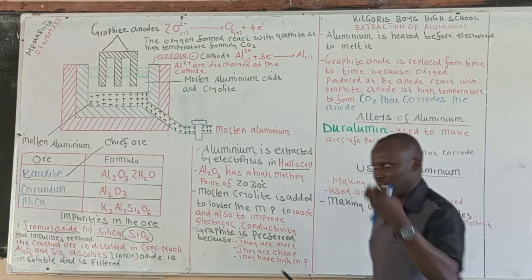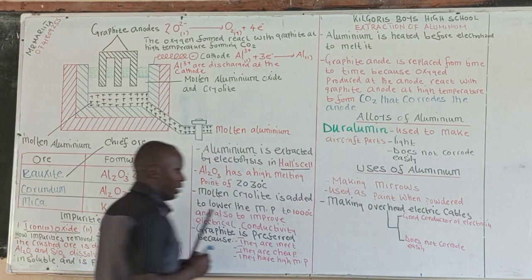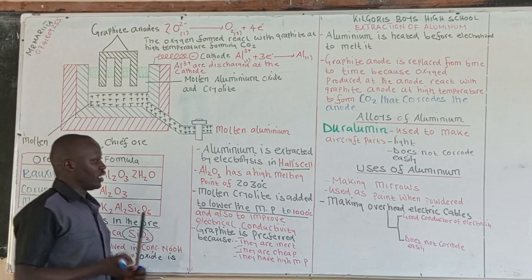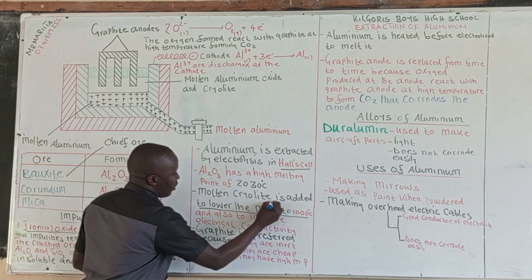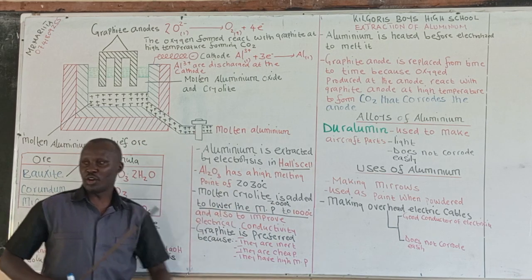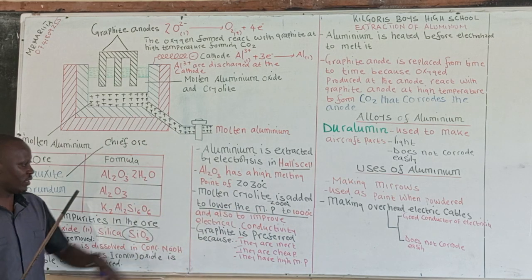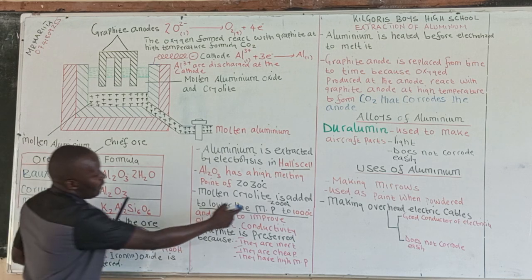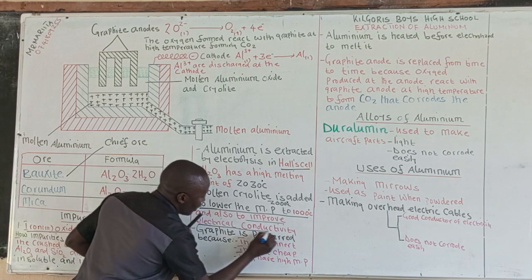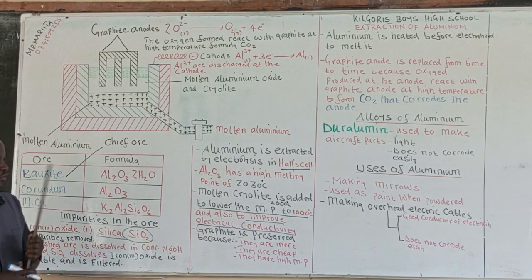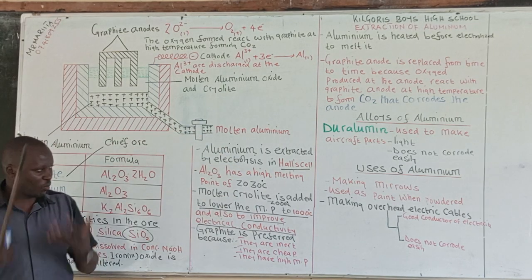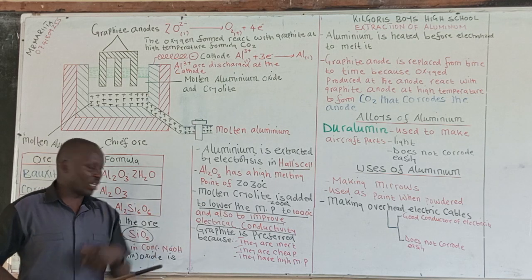The molten cryolite has two functions. One, it lowers the melting point, from around 2000 to 1000, to make it more economical for the process of electrolysis to take place. And also, this cryolite improves the electrical conductivity. So those are the two main purposes of cryolite in the Hall's cell: it lowers the melting point to make the process more economical and improves the electrical conductivity.